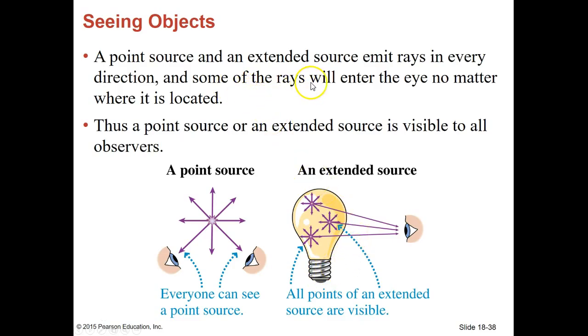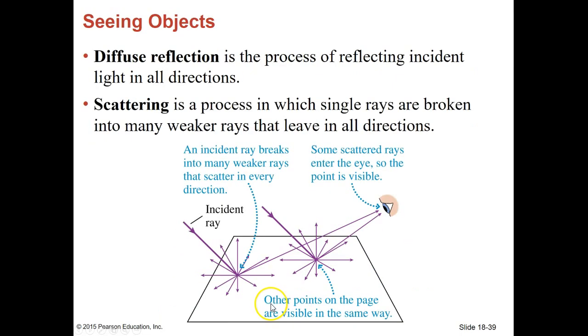A point source and an extended source emit rays in every direction, and some of those rays enter the eye no matter where it's located. So a point source, kind of like our Christmas tree light, or an extended source is visible to all observers. So here I've got two people, they both see the point source, and then this person does see the extended source, and then this person over here would see it if they were facing the right direction.